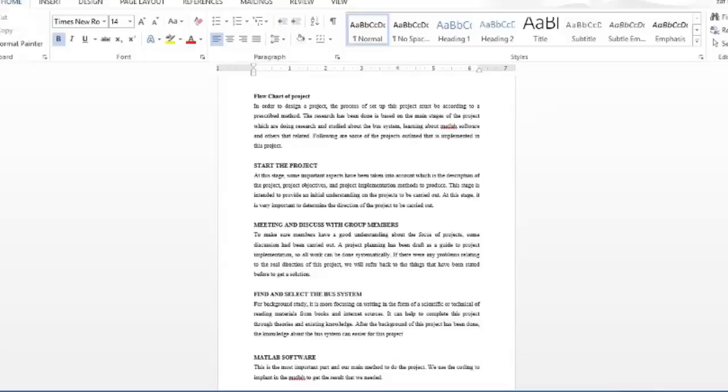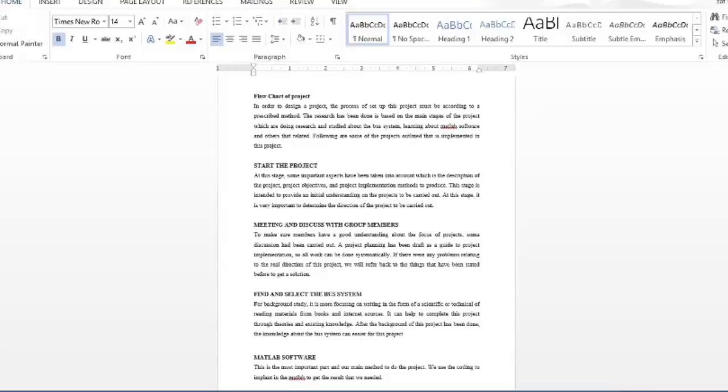Okay, for the start of the project. At this stage, some important aspects have been taken into account, which are the description of the project, the project objective, and the project implementation methods to produce. This stage is intended to provide an initial understanding of the project to be carried out. At this stage, it is very important to determine the direction of the project to be carried out.